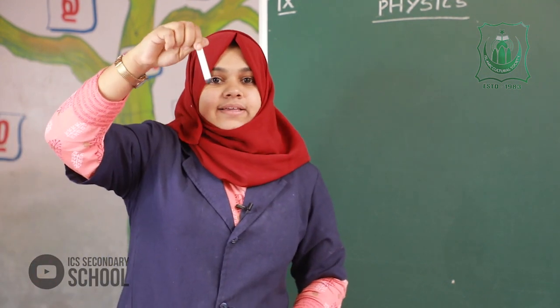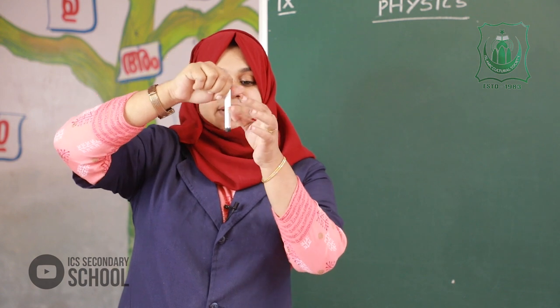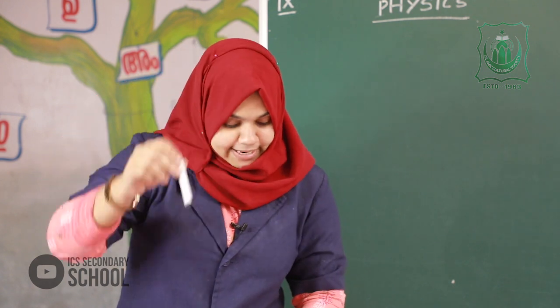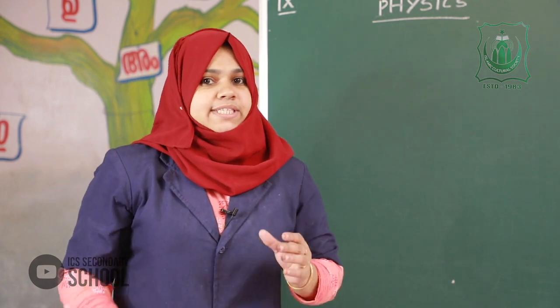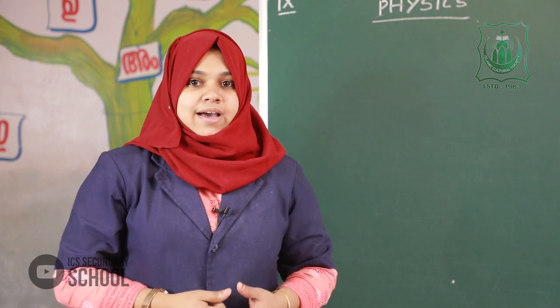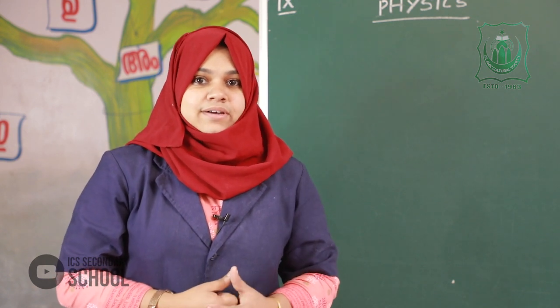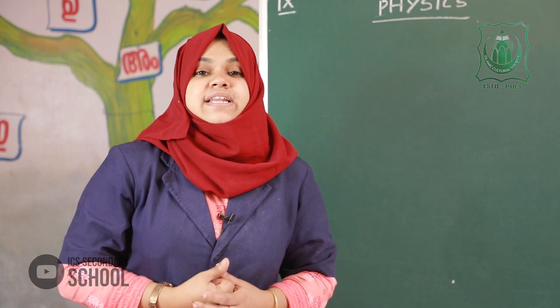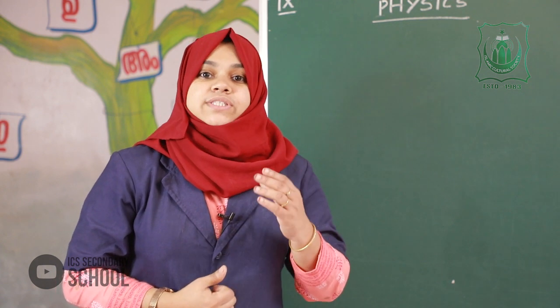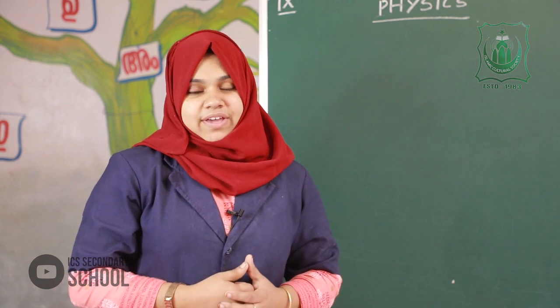All of you look here. Ink is raised through this chalk. Like that, in a kerosene lamp. Do you see a kerosene lamp? How is this kerosene lamp working? Kerosene rises through the wick.